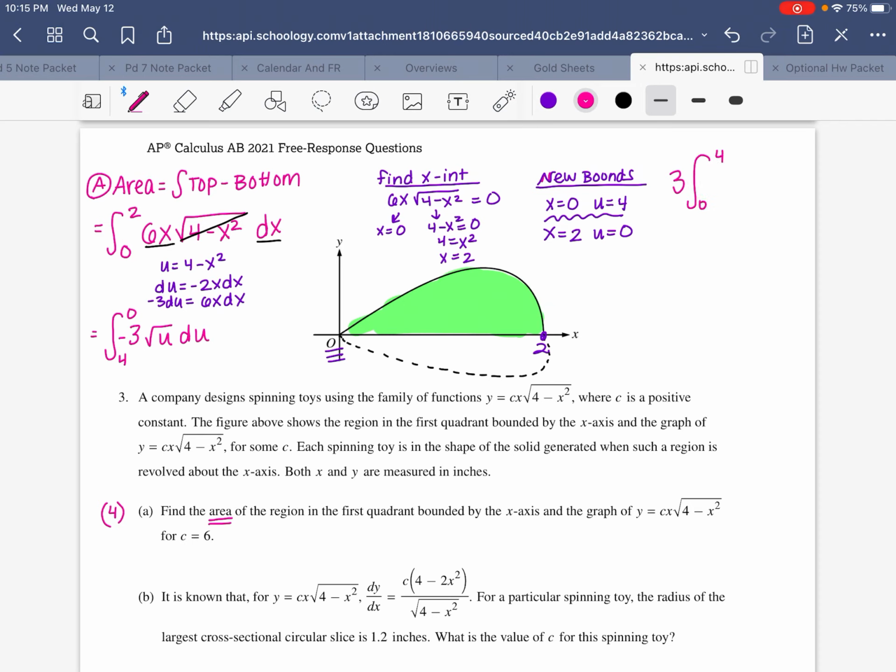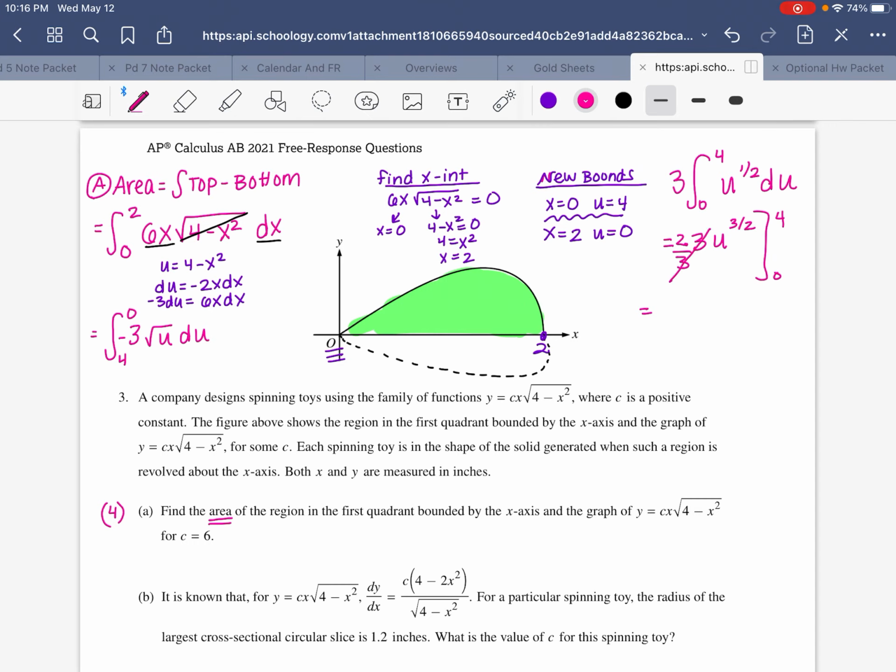I can pull that out. From 0 to 4, u to the 1/2 du. That's my integration problem. So now I'm going to take my antiderivative, and I get 3u to the 3/2. Instead of dividing by 3/2, I'm going to multiply by 2/3. Put these bounds on the end.